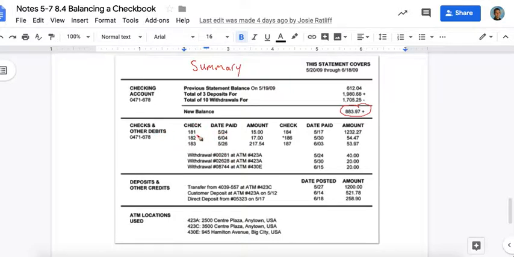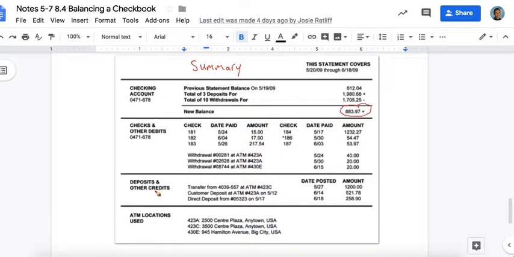Okay, our next part here, our second part, is checks and other deposits. So if you look here, we have 6 checks that were written, 181, 182, 183, 184, 186, and 187. 185 was probably a voided check or a check that hasn't been cashed yet. And then we had withdrawals from an ATM of 40, 20, and 20.